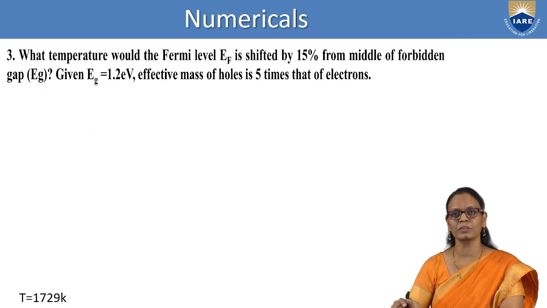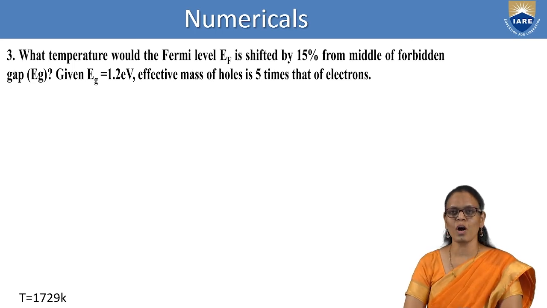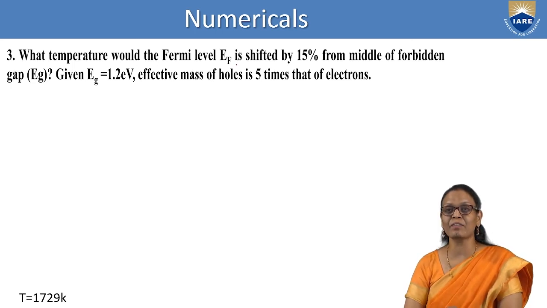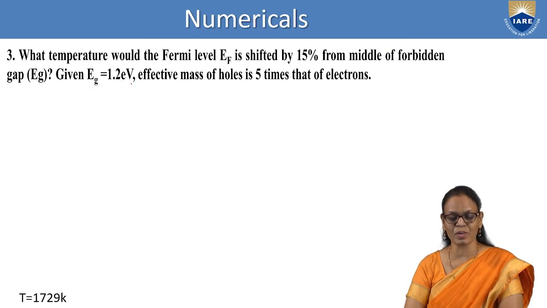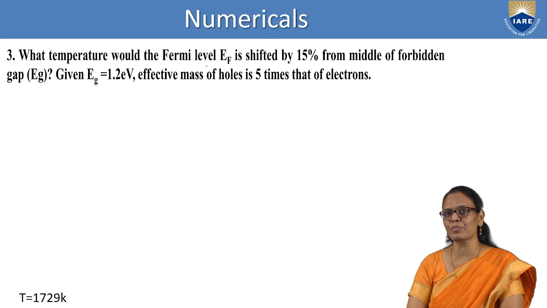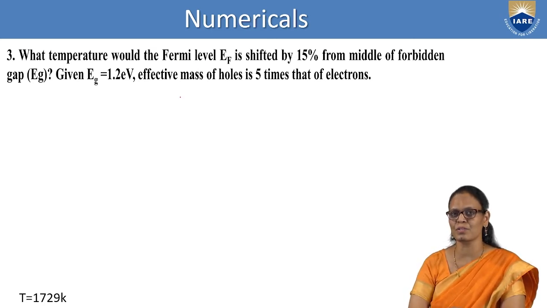Now coming to the third numerical. What temperature would the Fermi level EF be shifted by 15% from the middle of the forbidden gap given Eg is equal to 1.2 electron volt and the effective mass of the hole is 5 times that of the electrons? So here you need to understand the theory before you do the numerical. So let me give you the theory behind this numerical.